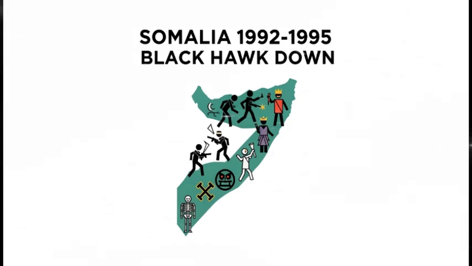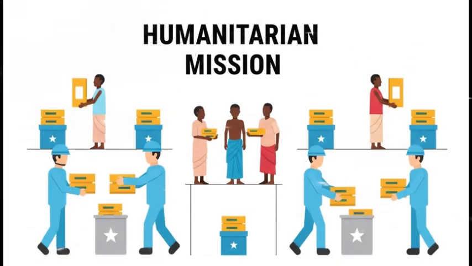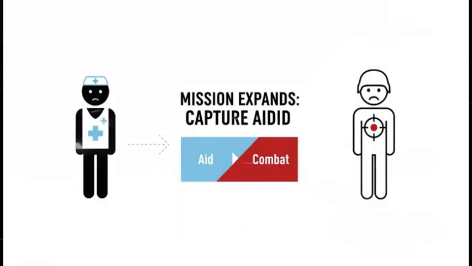Somalia, Black Hawk Down, 1992 to 1995. Somalia was in chaos. Civil war. Famine. Warlords controlling the country. In 1992, the United Nations sent peacekeepers. The United States sent troops to help distribute food and stabilize the country. But the mission expanded. American forces tried to capture a Somali warlord named Mohammed Farah Aidid.